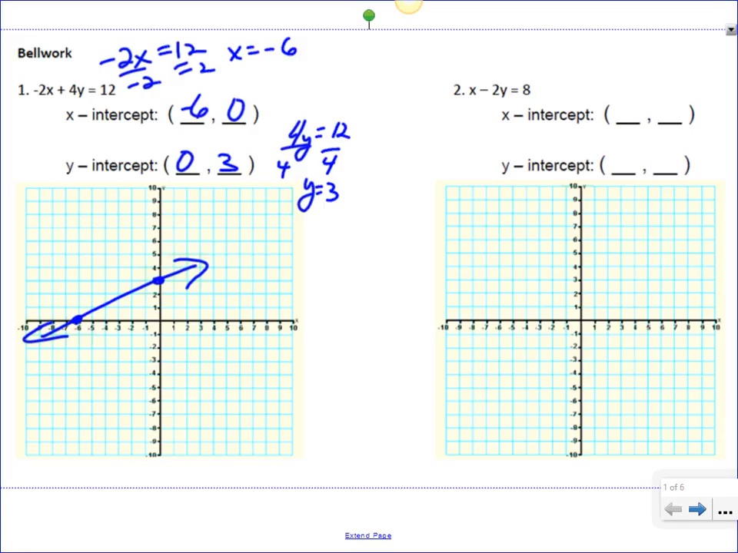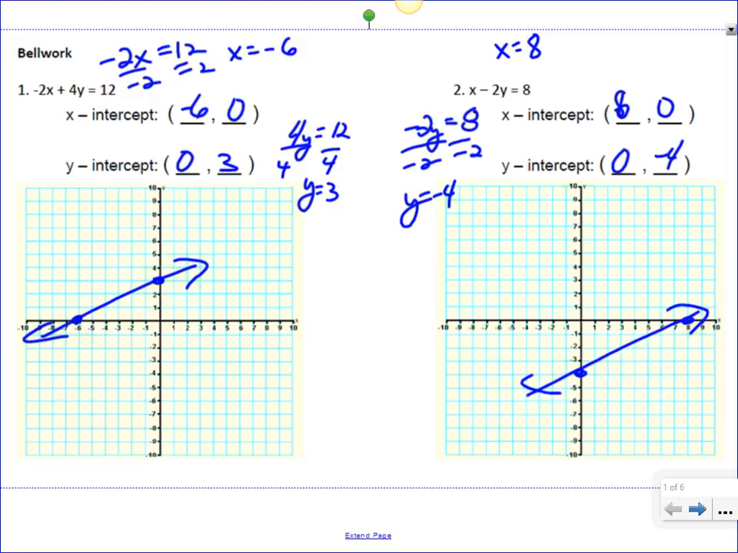Okay, for number 2 here, to find that x-intercept, cover up the y's, so the equation you're left with is x is equal to 8, which simply means your x-intercept is 8, 0. And to find the y-intercept, you cover up the x, so you'd have negative 2y is equal to 8. If you divide by the negative 2, you get y is equal to negative 4, which means your y-intercept is 0, negative 4. So on the x-axis, I go to 8, 0. On the y-axis, I go to a negative 4. And once again, you draw the line.